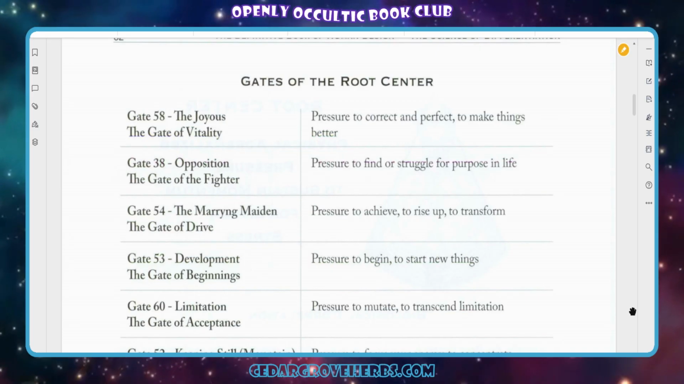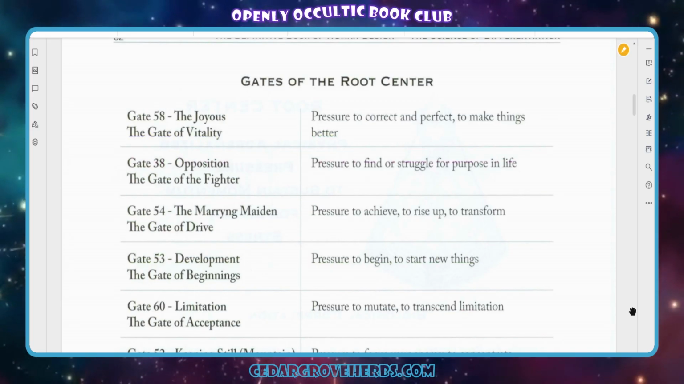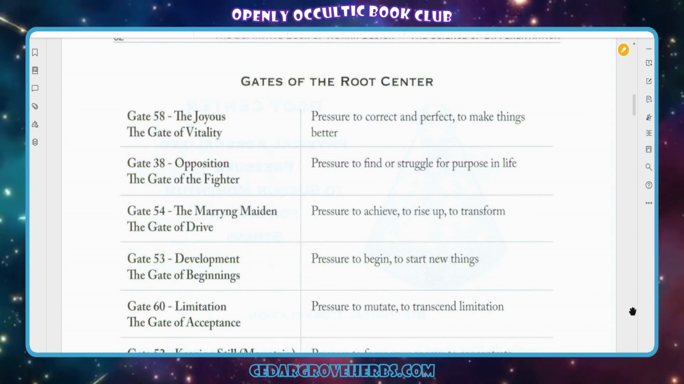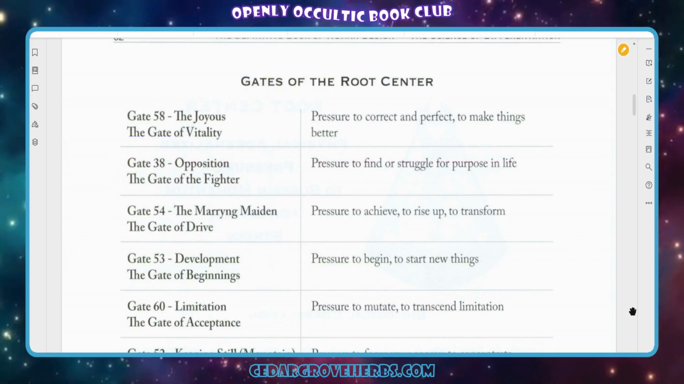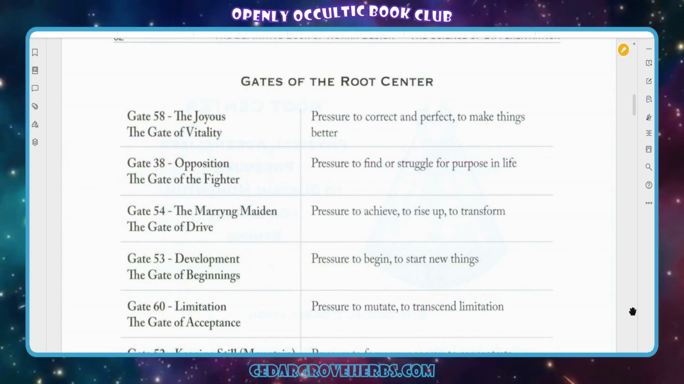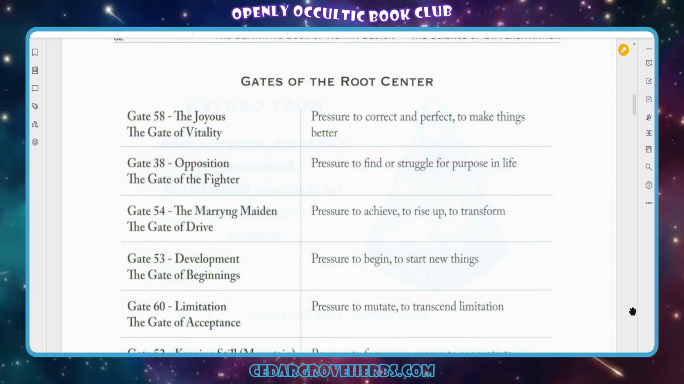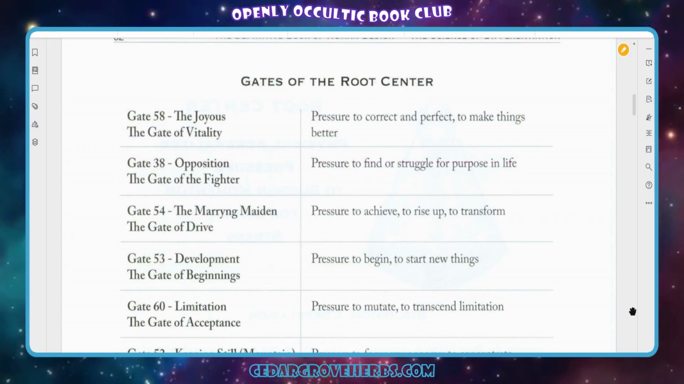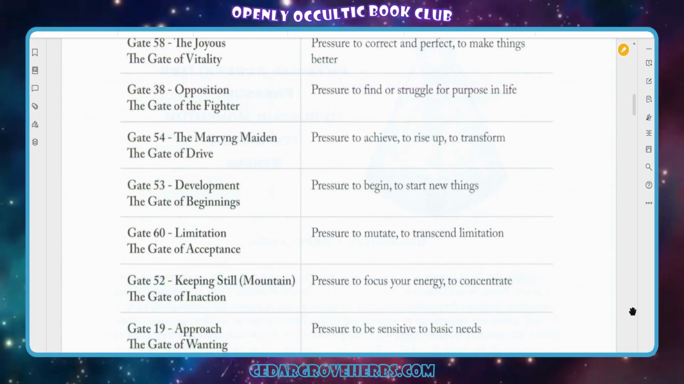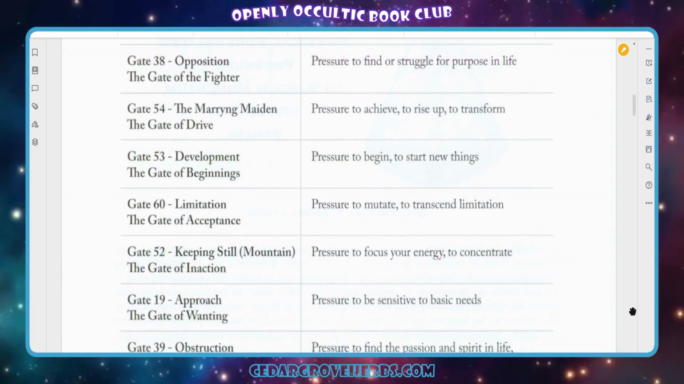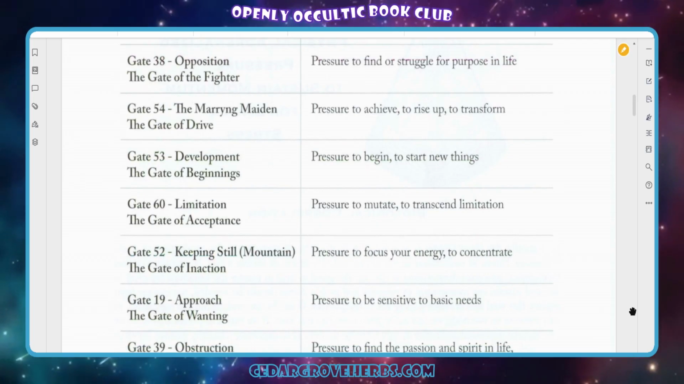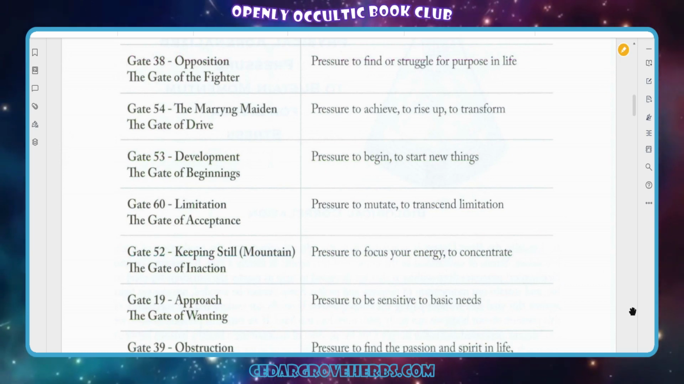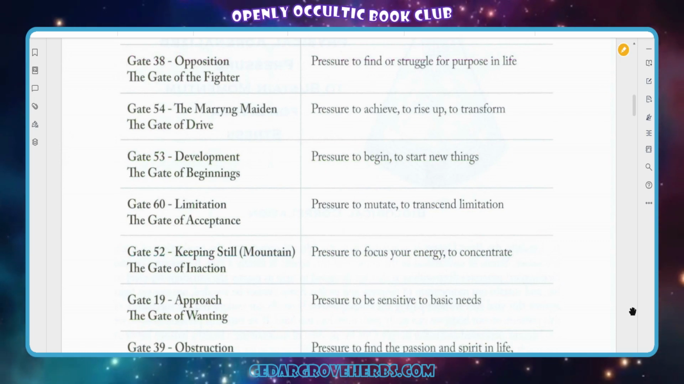Gate 58, the joyous, the gate of vitality, pressure to correct and perfect or to make things better. Gate 38, opposition, the gate of the fighter, pressure to find or struggle for purpose in life. Gate 54, the marrying maiden, the gate of drive, pressure to achieve, to rise up, to transform. Gate 53, development, the gate of beginnings, pressure to begin or to start new things. Gate 60, limitation, the gate of acceptance, pressure to mutate, to transcend limitations.